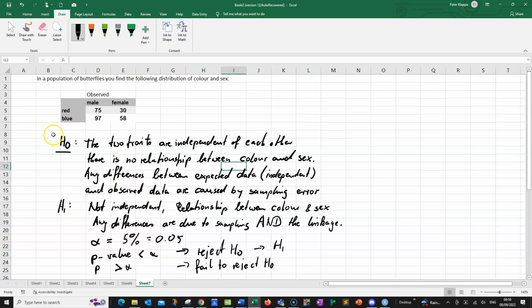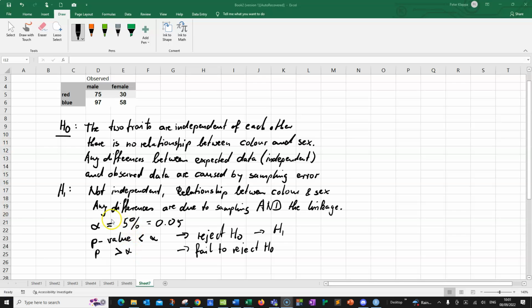And now we need to calculate what we mean by the expected observations. Now, in order to calculate expected values, we first need to determine marginal values for our observations. And that is pretty straightforward, because all we need to do is calculate the sum of the column values and the sum of the row values. So here we've got 75 and 97. That gives us 172. So I just simply add them up. 58 add 30, that gives us 88.